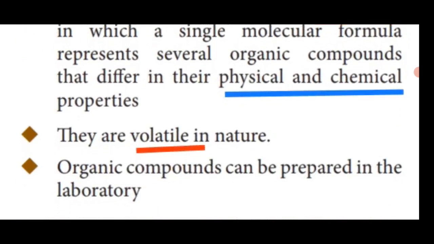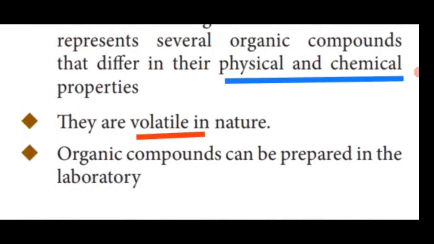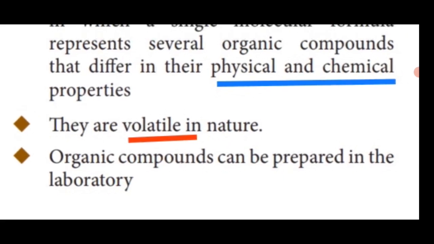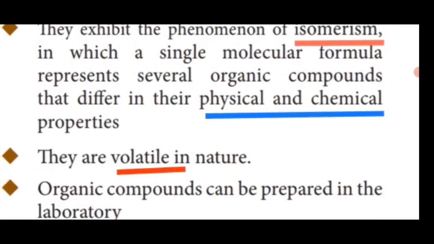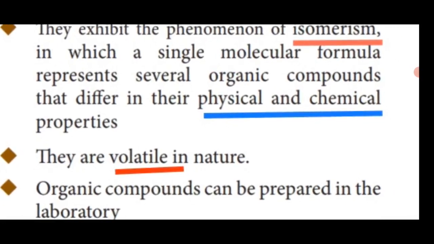Organic compounds are volatile in nature. What is volatile? Easily evaporating. Substances that easily evaporate are called volatile. So organic compounds are volatile in nature. The last point: organic compounds can be prepared in the laboratory. Most organic compounds are prepared in the laboratory. These are the general characteristics of organic compounds. This is an important 5-mark question: general characteristics of organic compounds.